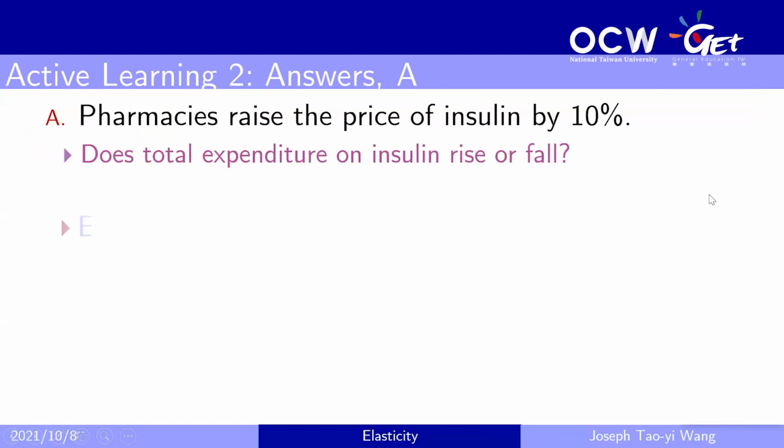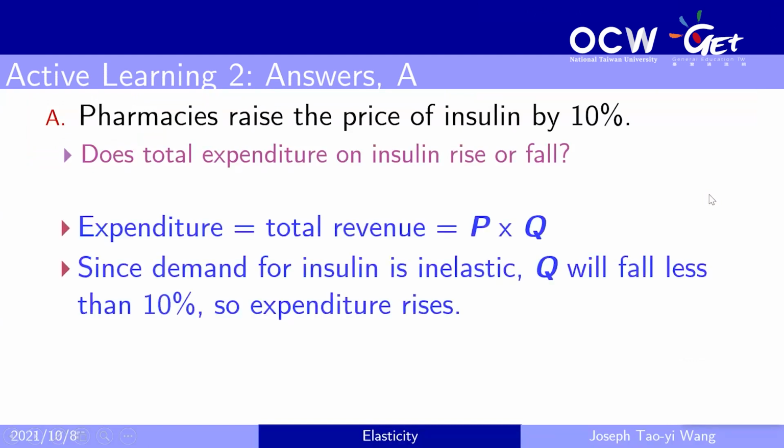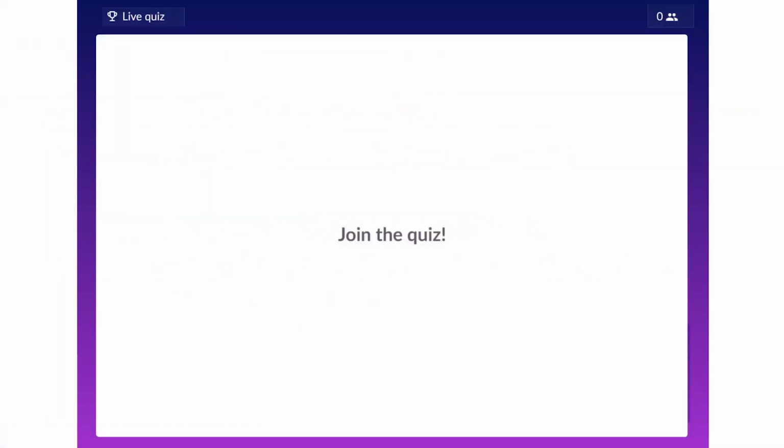Well, insulin is a necessity. So demand for insulin is inelastic. So when the price goes up by 10%, quantity demanded drops by less than 10%. So expenditure goes up. Would you stop taking insulin just because it's more expensive? Well, I mean, you'll die for that. Okay, next one.